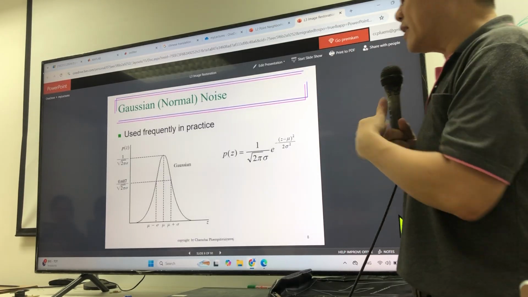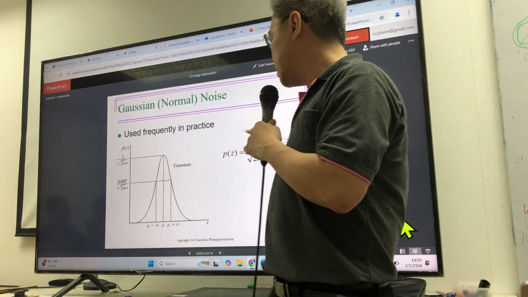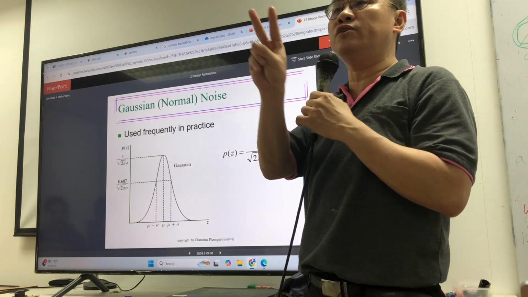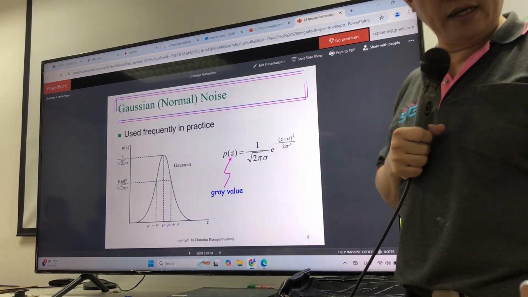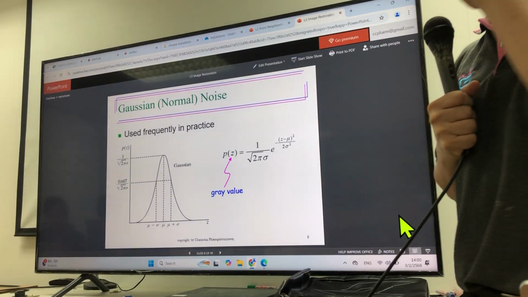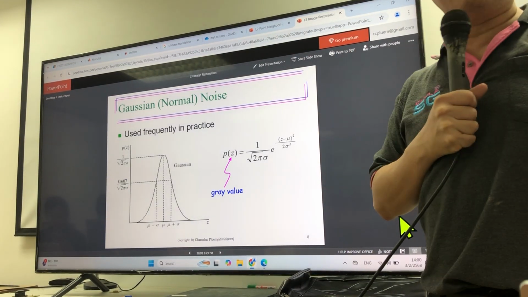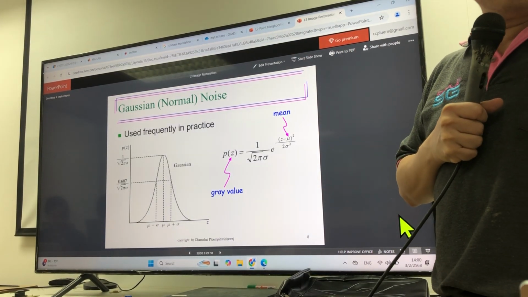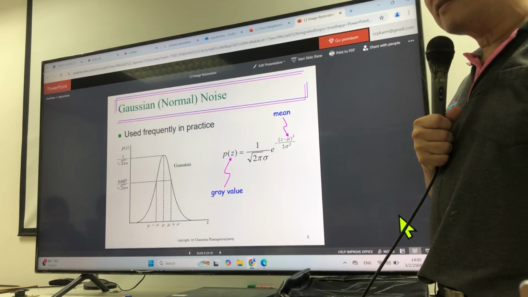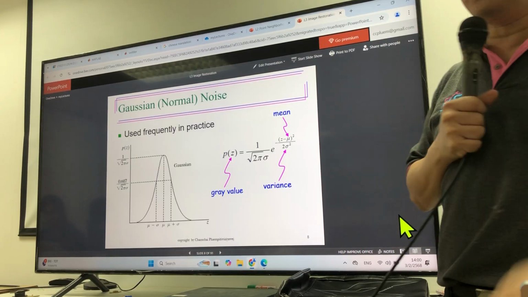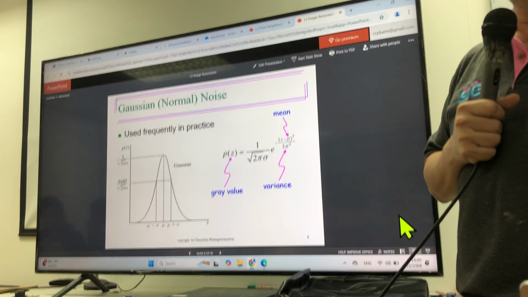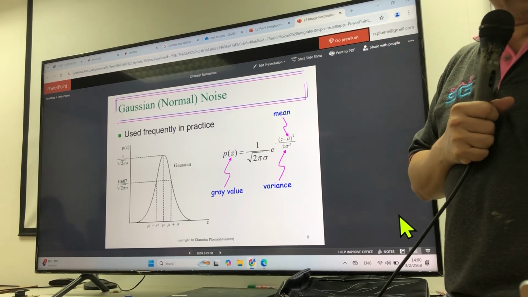Here's the equation for the Gaussian. It has two parameters, mu and sigma squared. In this case, z is the gray value, mu is the mean, and sigma squared is the variance. So you have two parameters for the Gaussian.